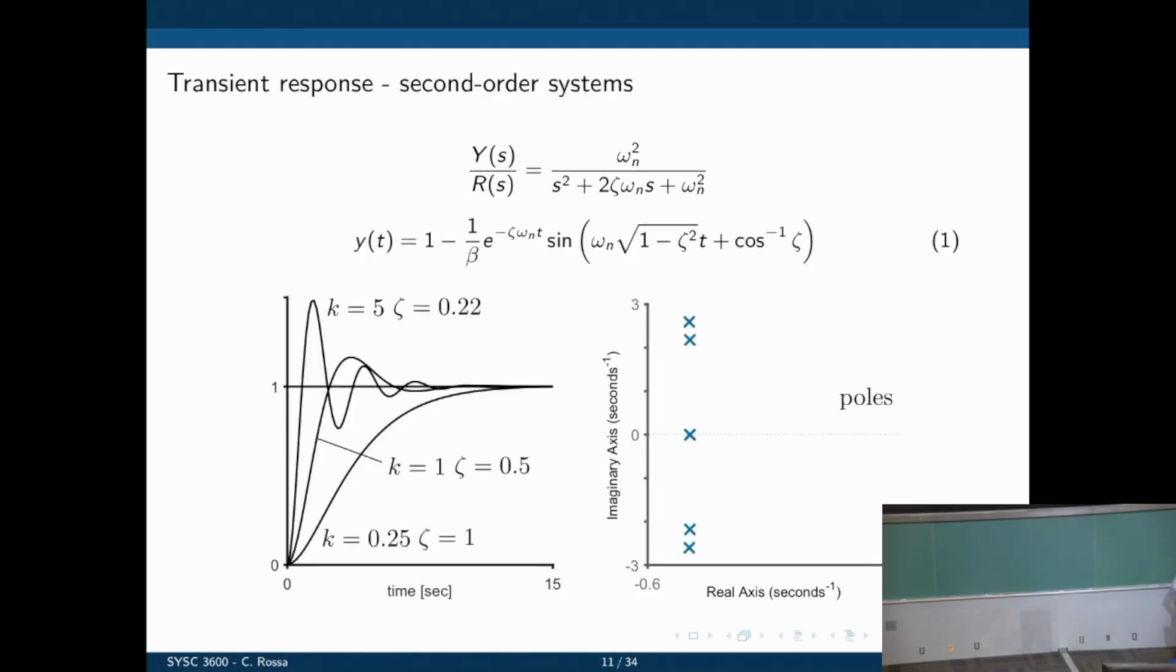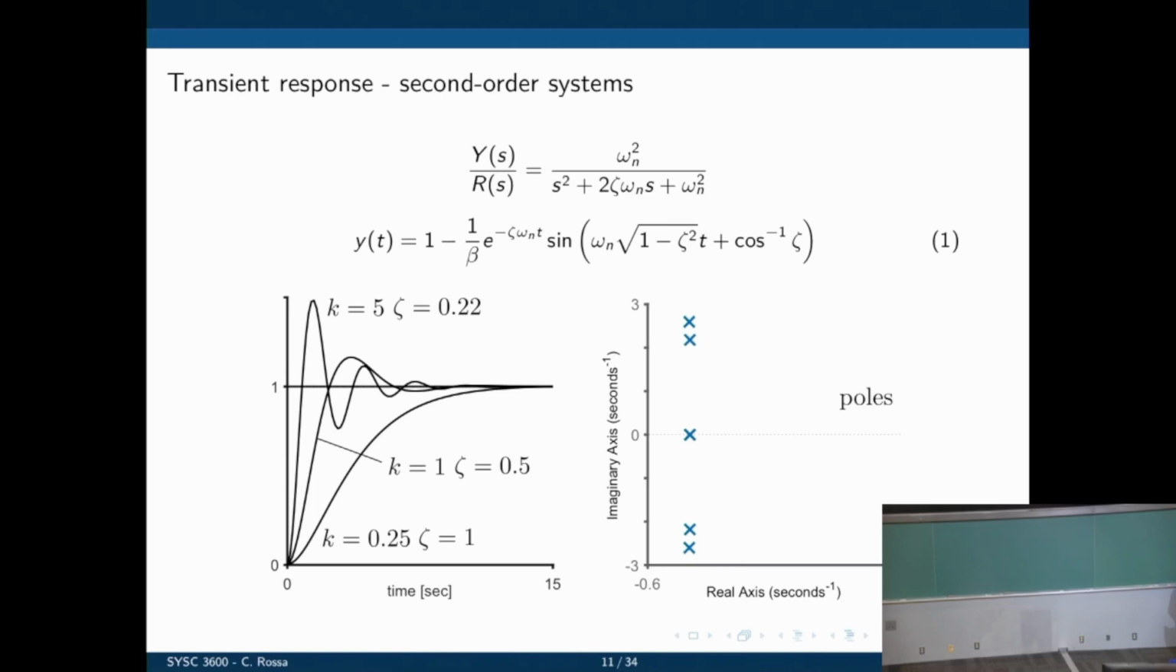But we still need a way to quantify how that actually affects the response. So here is one example. Equation 1 is the time response y of t for a step input, and only valid again for zeta between 0 and 1. But if zeta is greater than 1, then we go back to an overdamped system. And that overdamped system has an exponential response.